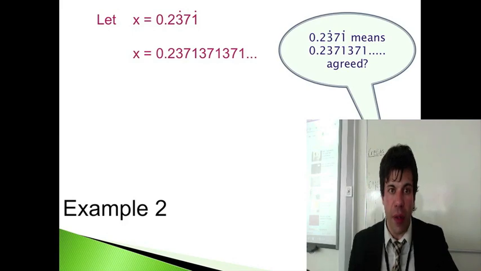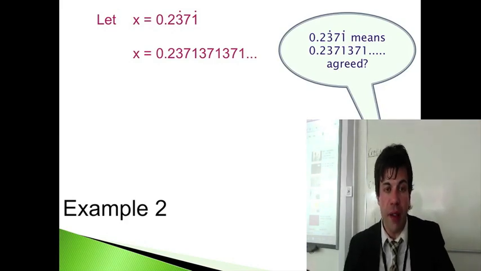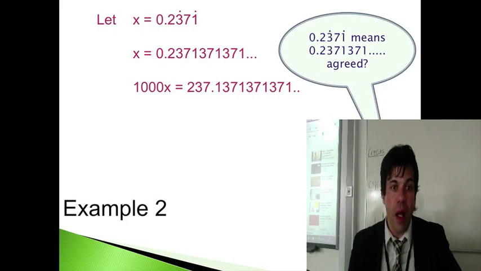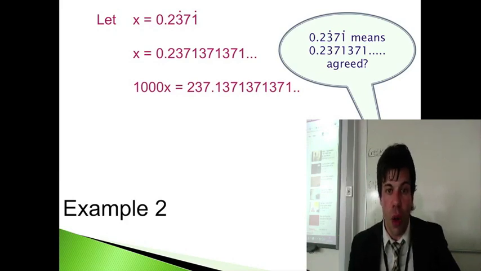Now, how many digits are recurring? Be careful, it's not 4. That's right, it's 3. So what do we multiply both sides of the equation by this time? 3 decimal digits, 3 zeros, 1,000. The left side is simply 1000x. The right side is, remembering where the decimal point moves, it moves 3 places to the right. So the decimal number on the right side of the equation is now 237.1371371371. We need to subtract the x from the 1000x.